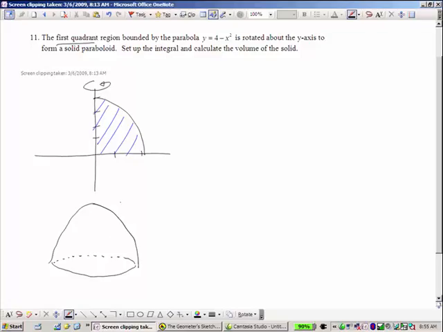If we slice it, now here's the trick. If we spin around the y-axis, then the best thing to do is to slice perpendicular to that. If we spin around the x-axis, the best thing to do is slice perpendicular to that. So if we spin around the y-axis and slice perpendicular to the y-axis, we get lots of little discs. And not only that, another clue is that when you spin around the y-axis, the width is going to be dy.